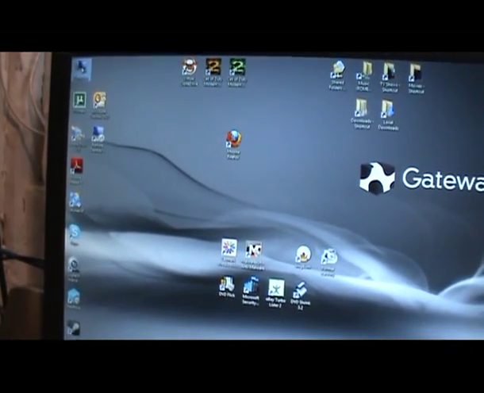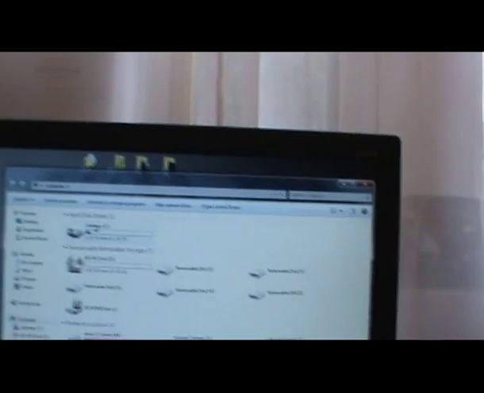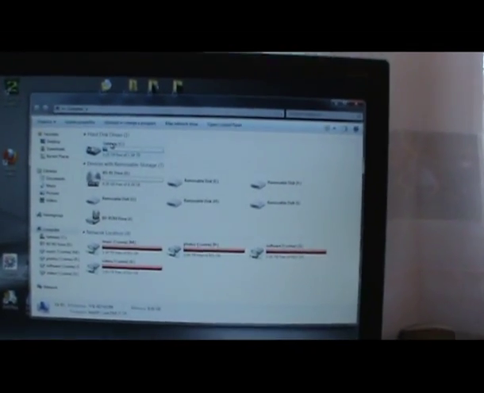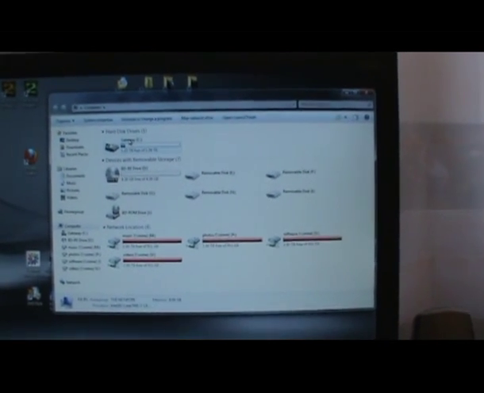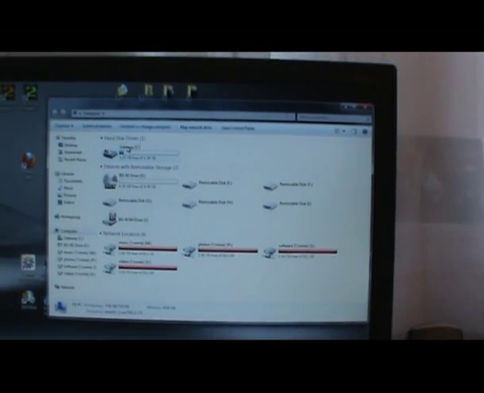Let's look at my computer. Hard disk drives, only C is showing up. But I hear it grinding away over there, so let's see. Maybe it's just taking a second. Nothing.